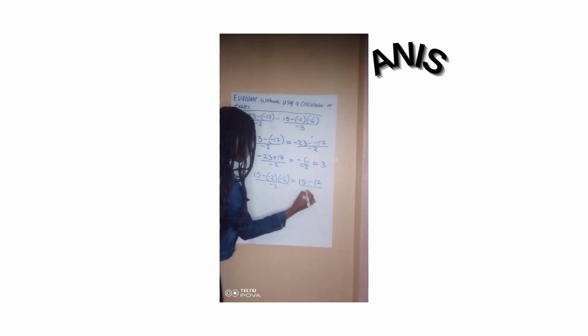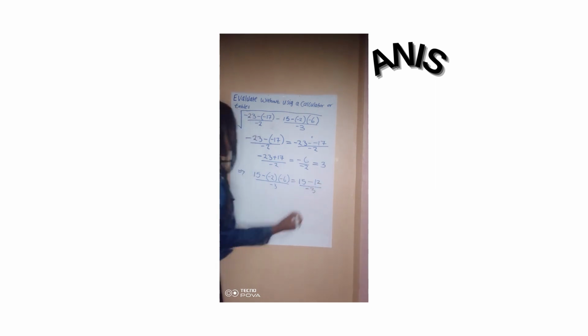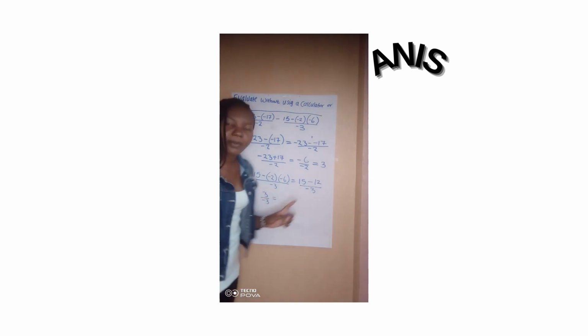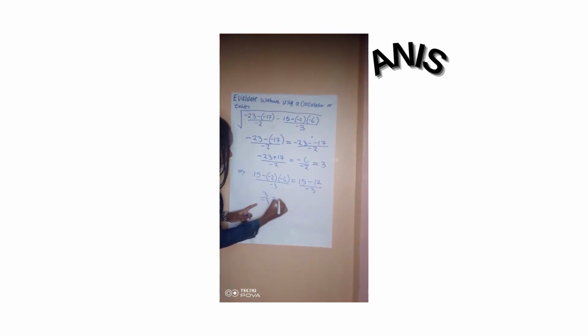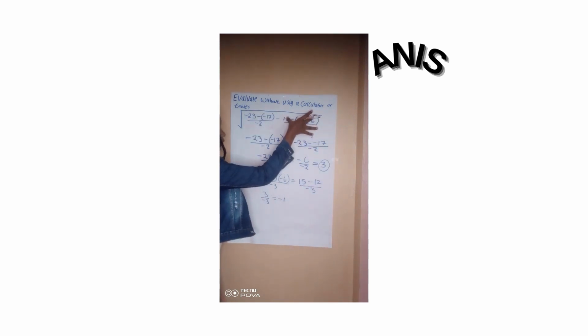So here we are going to have 15 minus negative 2 times negative 6, giving us 12. So 15 minus 12 gives us 3. So we have 3 divided by negative 3. Now here we have a positive number divided by a negative number. Again, a positive number divided by a negative number, you get a negative number. Okay, so this one gives us negative 1. So we have the value of the first part, which is 3, and the value of this part, which is negative 1.